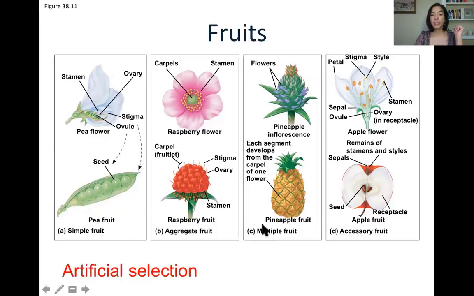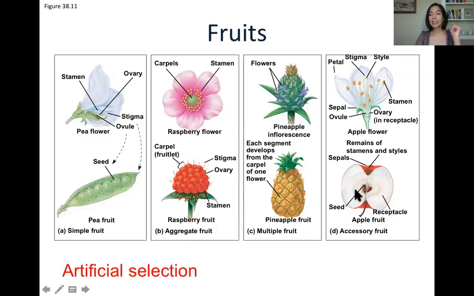The third type is when we have an inflorescence. An inflorescence is a group of flowers all together. In this example, we see a pineapple that has multiple flowers. They have some very nice colorful flowers in purple. And this will be a multiple fruit, when you actually have multiple flowers. An aggregate fruit has one flower with several carpels, or several pistils actually. The simple fruit is just one flower but with one pistil.